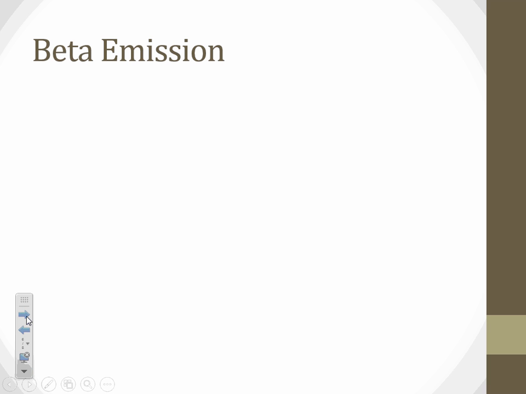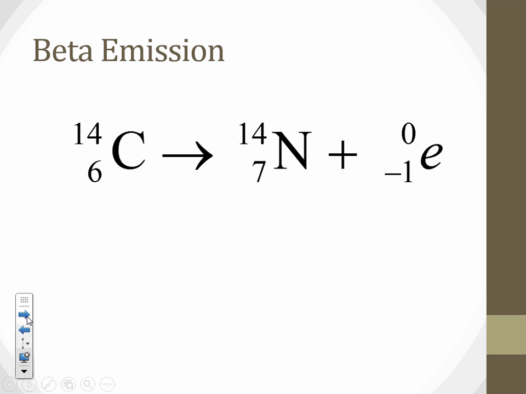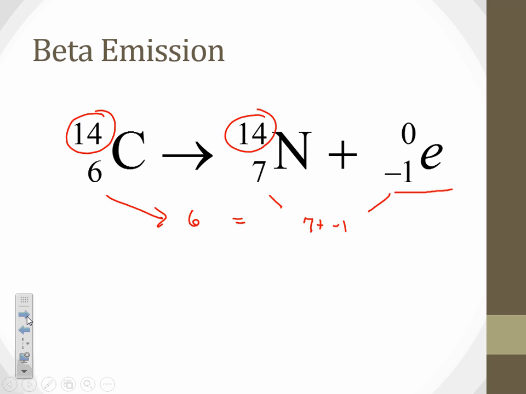So another isotope that undergoes beta emission is carbon-14. When carbon-14 decays, it emits the electron. And notice your 7 plus minus 1, oops, getting ahead of myself there, is equal to 6. So the 6 is on this side, the 7 and the minus 1. Notice the mass remains the same, 14.